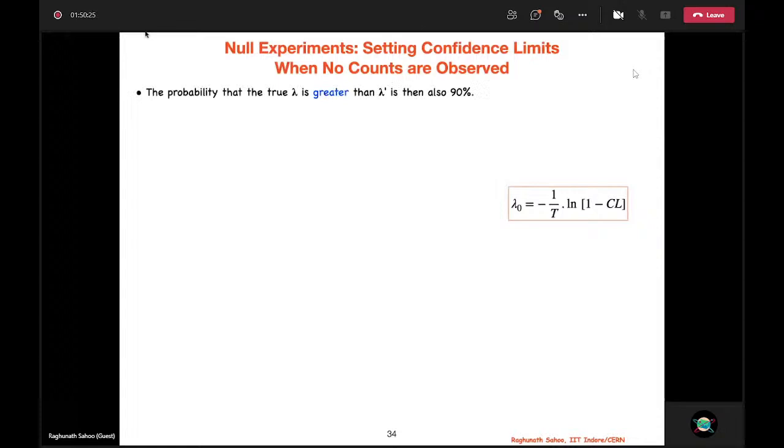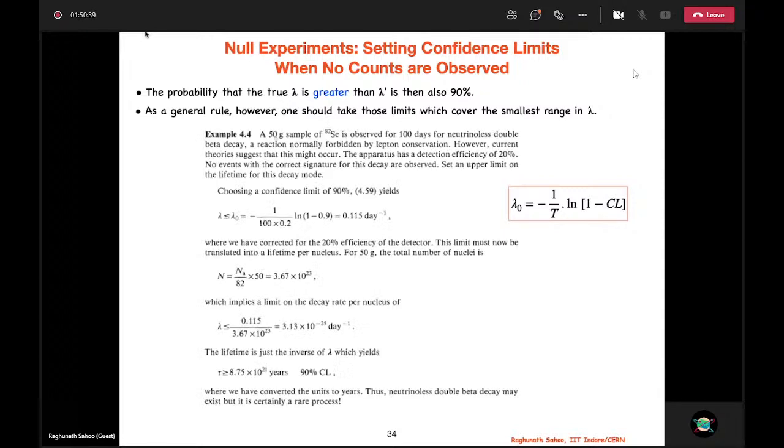So the probability that the true lambda is greater than lambda prime is then less than 90%. So as a general rule, however, one should take those limits which cover the smallest range of lambda, because your search is not a wide search in the jungle, rather it is a confined search.